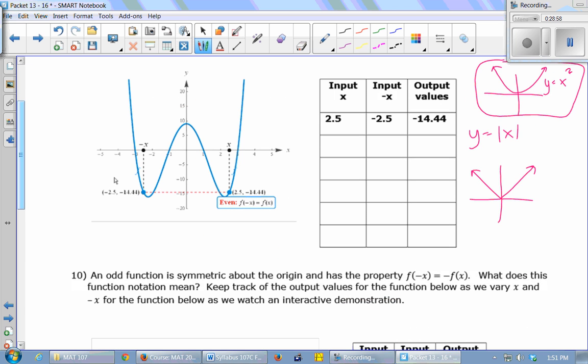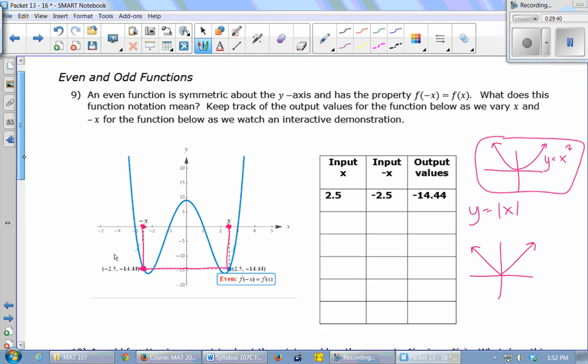So algebraically, the way you check to see if something is even is if you plug in an x value, you'd get some y value, right? If you plug in that same x value, but the negative version, like maybe this was 5, if you plug in -5, you're going to get the same y value as when you plug in the positive. So if I plug in 2.5, I get -14.44, which is the same thing I get as if I plug in -2.5. So that's how you tell if something is even: if a positive x and a negative x give the same y value.